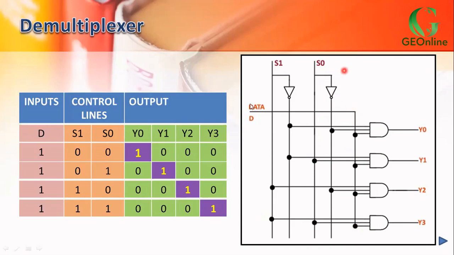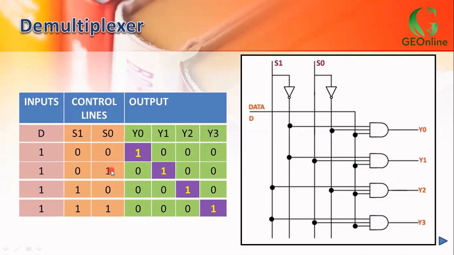So when we consider S0 as 0 and S1 as 0, we are giving here 0, here also 0. NOT gate converted into 1. Second NOT gate converted into 1. So input of this AND gate is 1, 1 and data line high 1. So output is Y0. For all other AND gates, any one of the input will be 0. In this case, this is 0. For this AND gate, this input is 0.